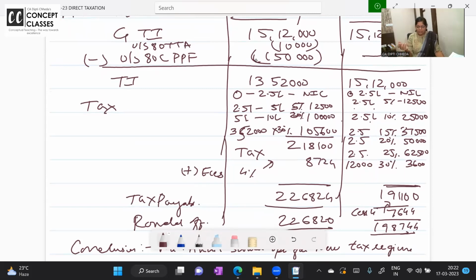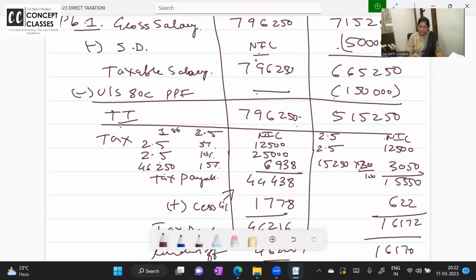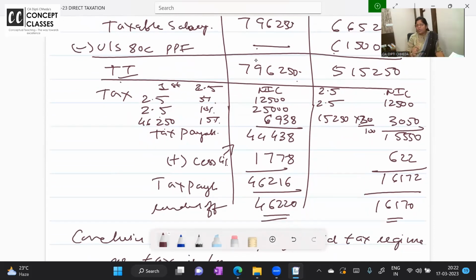This no one is going to ask you in an exam, just giving a comparison. And if you want to claim all the benefits like this fellow wants to do, standard deduction, ATC and all, and his income is also low, better go for the old one.